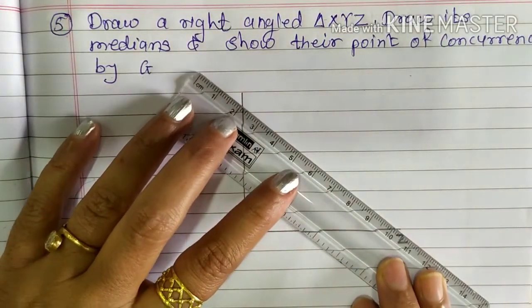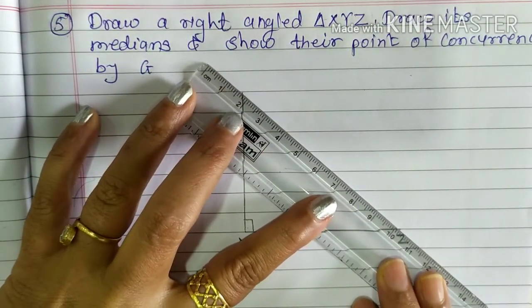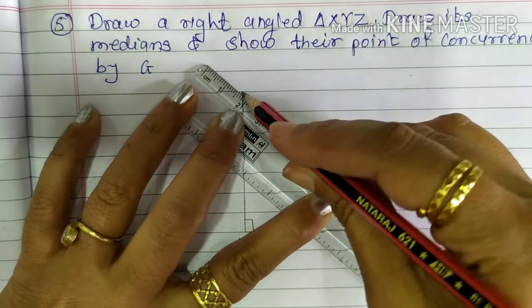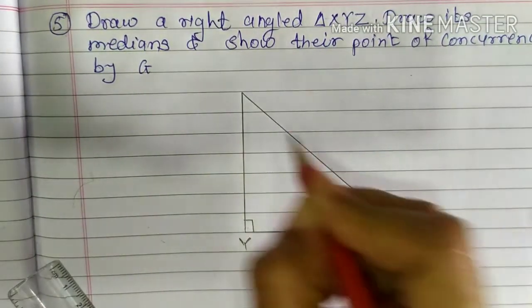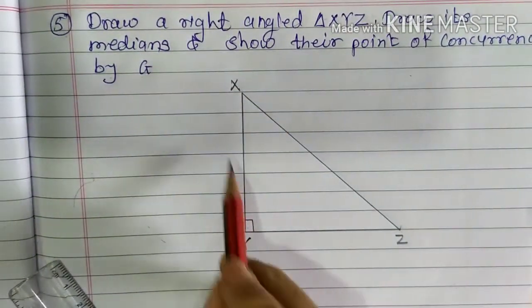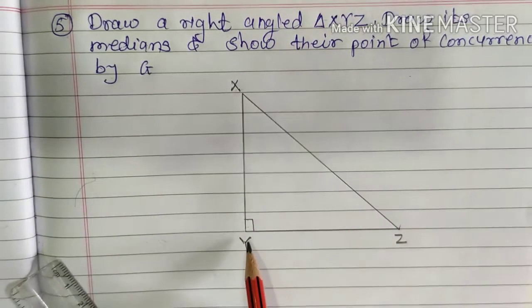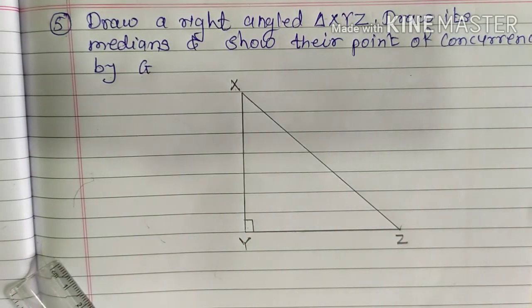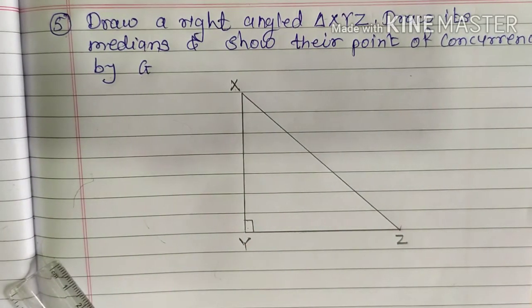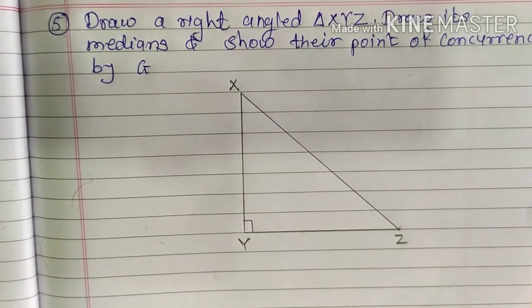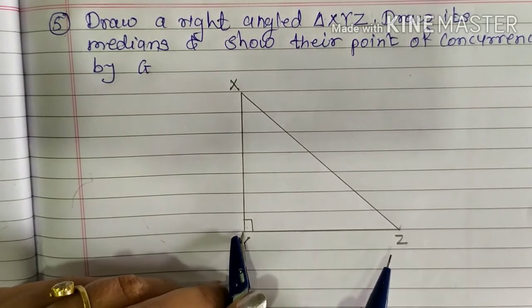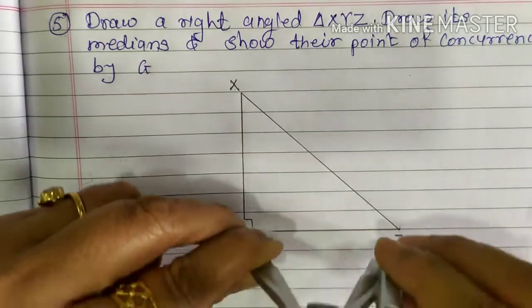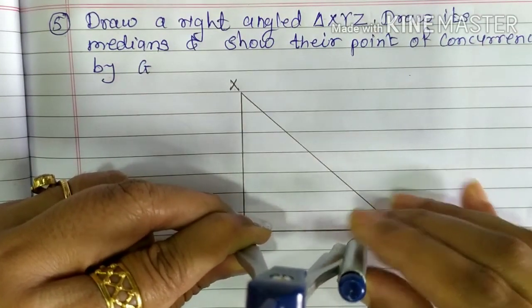Join these 2 points. This is X, hence this is the right angle triangle XYZ. Again we bisect the 3 sides. First side, that is side YZ, put the metal point on Y and take the distance more than half.